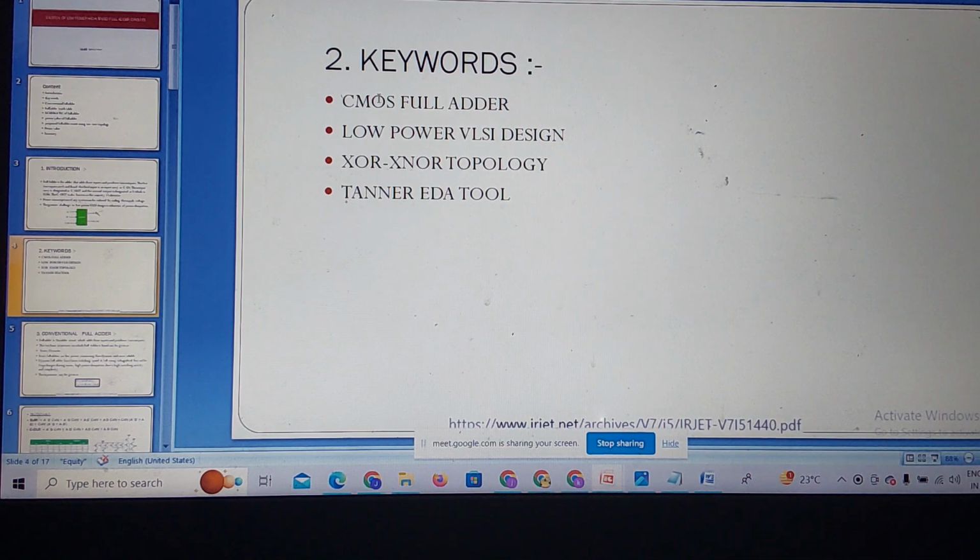The second PPT onward covers the keywords. First of all, the keywords used in this PPT are: CMOS full adder design, low power VLSI design, XNOR topology, and Tanner EDA tool. Tanner EDA is a software tool. We are designing the full adder considering the number of transistors used in CMOS technology, and we are reducing the number of transistors in the full adder.